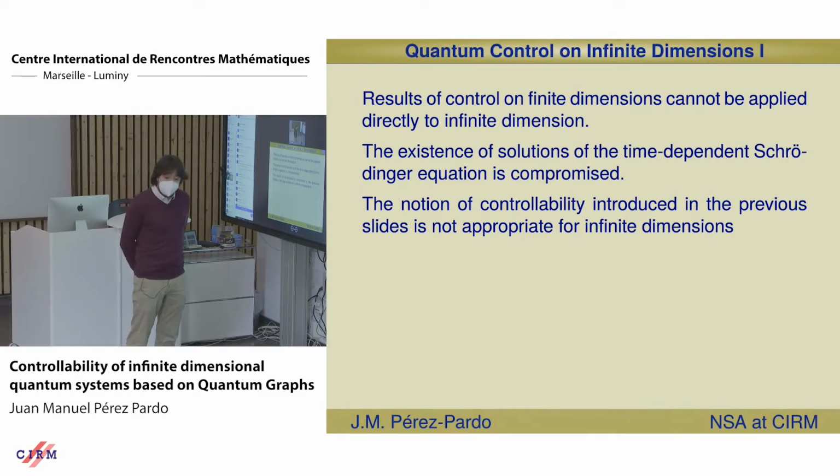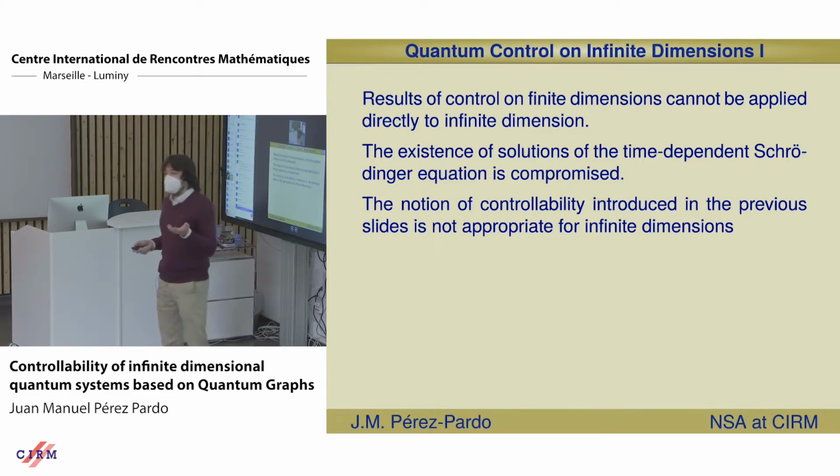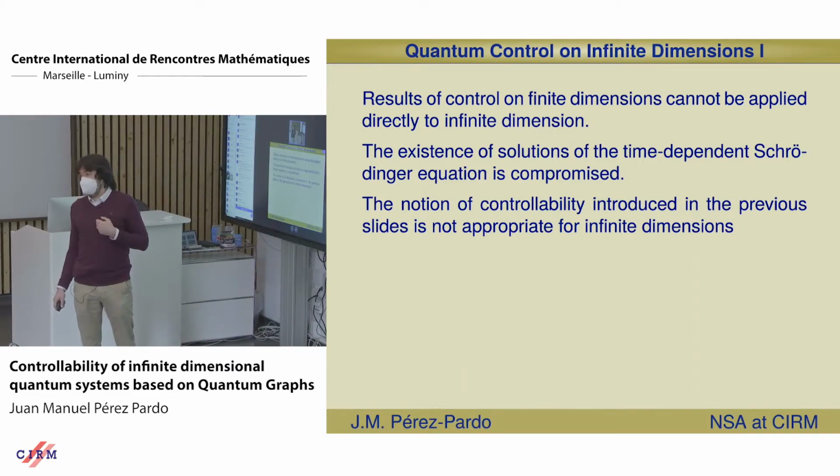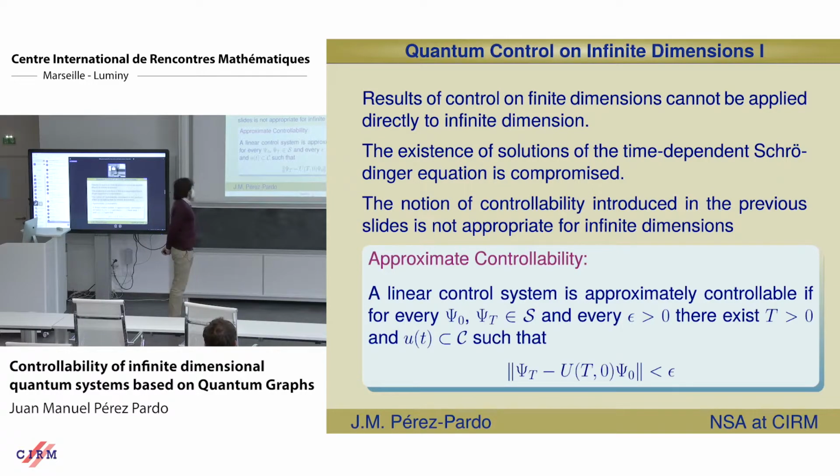moreover, just the simple notion of controllability that I introduced, so starting from one single state and reaching one final state, is not even appropriate in infinite dimensions. Okay? There are no-go theorems that tell that this simple statement is not possible. So the first thing that one has to do is to select an appropriate notion of controllability in infinite dimension, which is the approximate controllability.